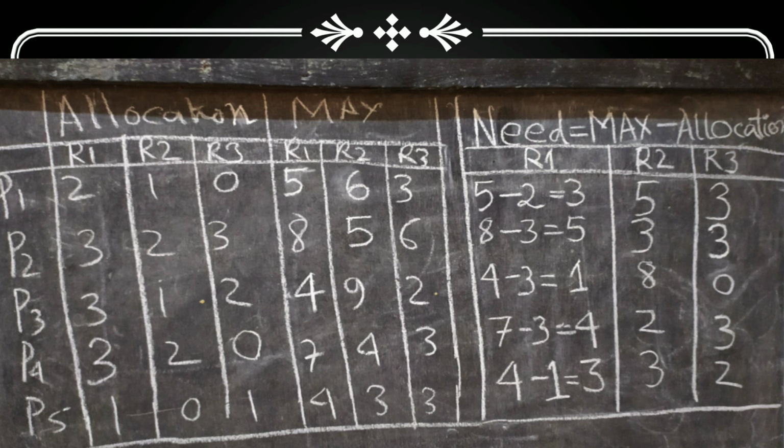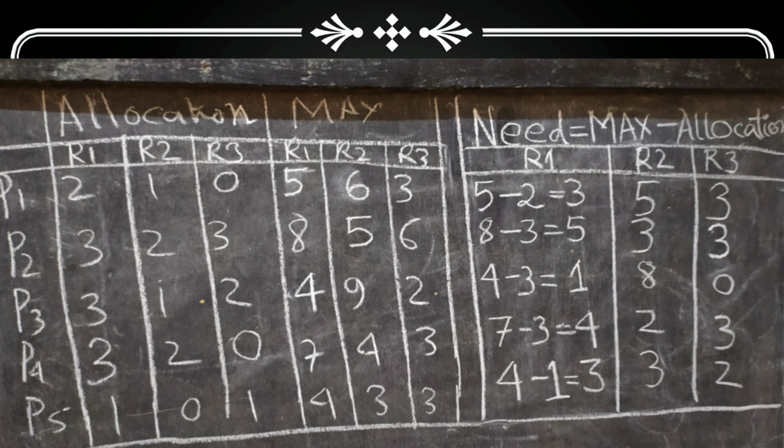So from our previous example, we know how to calculate the need matrix. For process P1, maximum for resource 1 is 5, so 5 minus 2. Similarly, for process 2, resource 1 is 8 and resource 1 allocation is 3. In this way we calculate the first column for resource 1, and for resource 2 and resource 3 the calculation method is the same. You can find this same calculation in the previous video.